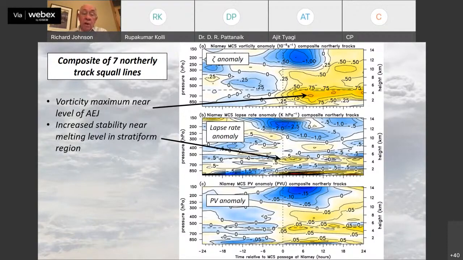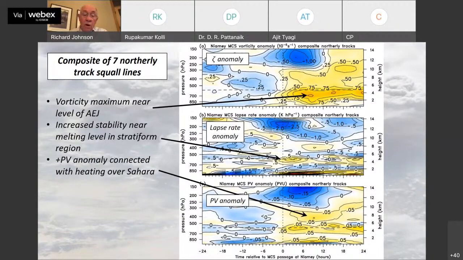This is a lapse rate anomaly. Basically, the high values here mean increased stability. So where there's melting, there's an enhanced layer of stability in this region. Next. And this is a PV anomaly map. There's a positive PV anomaly around 400 to 500 hPa, and this is connected with the heating over the Sahara. Next.